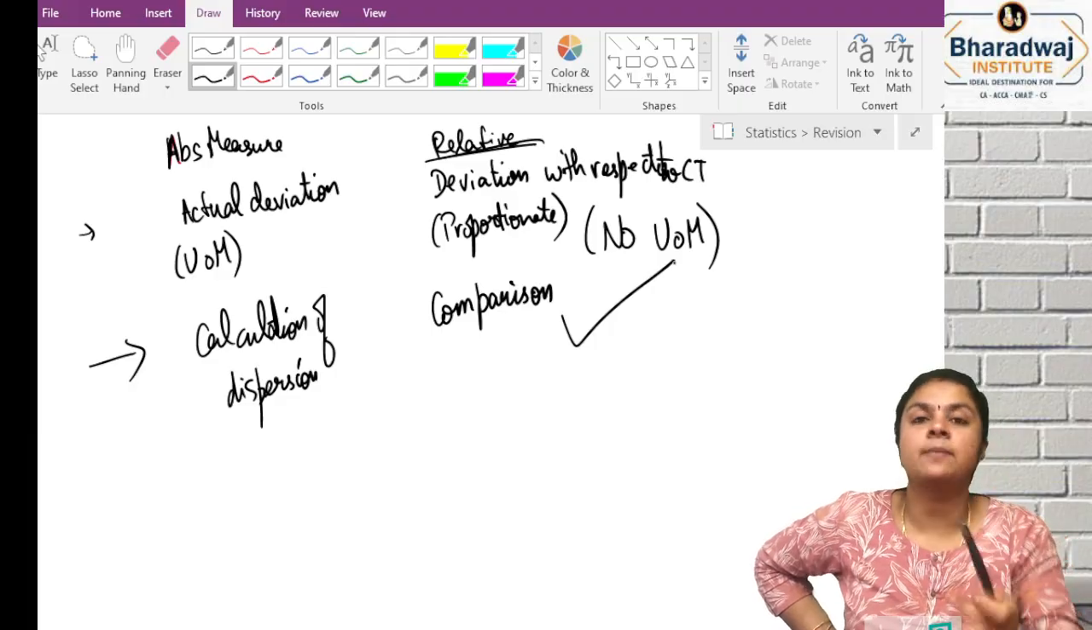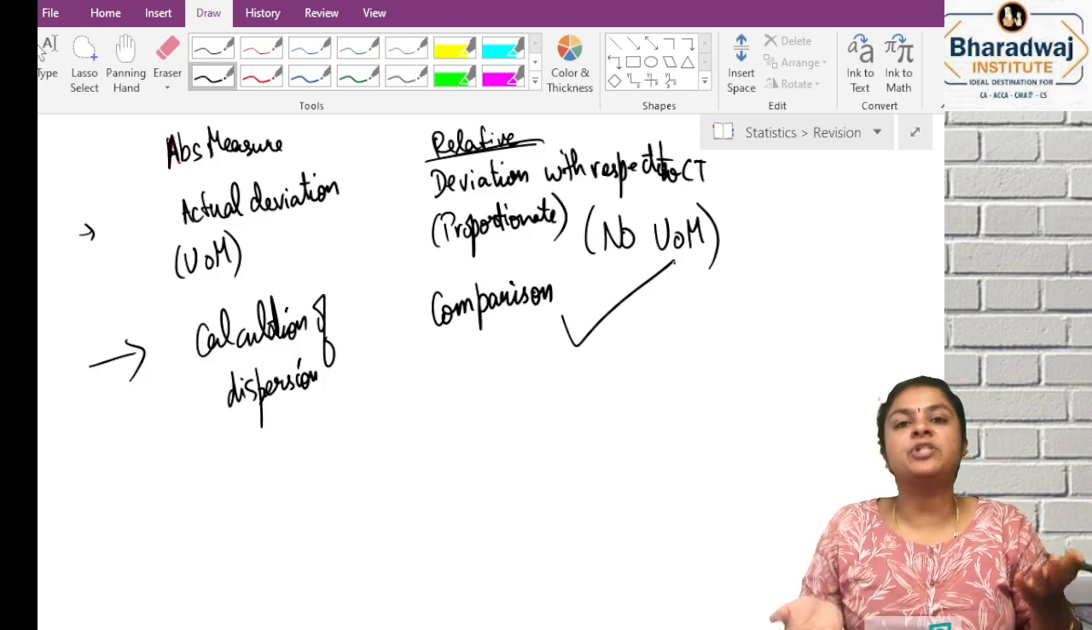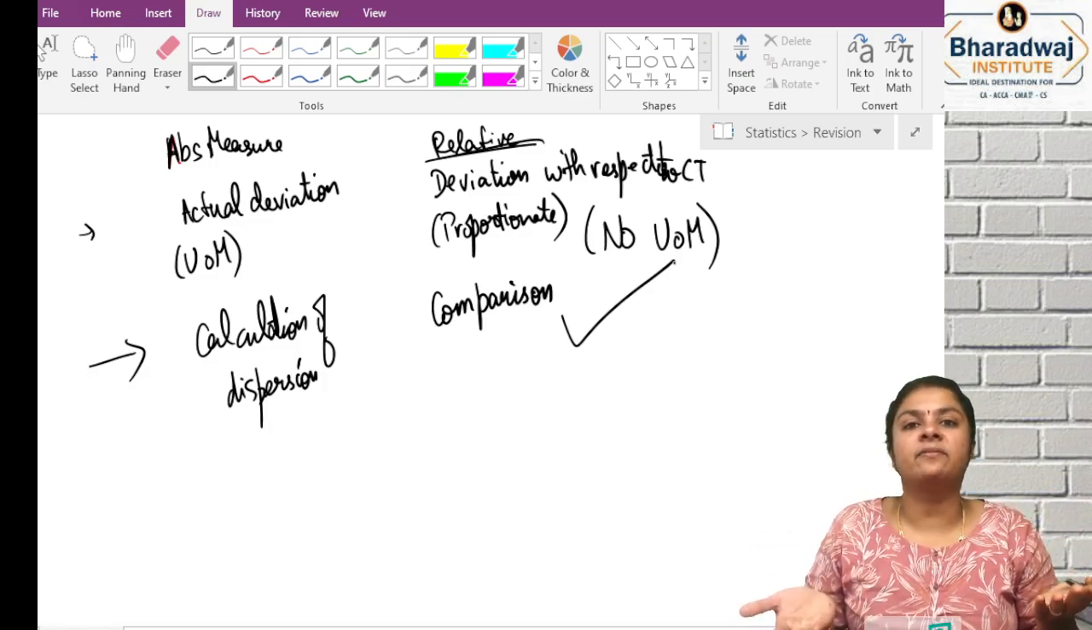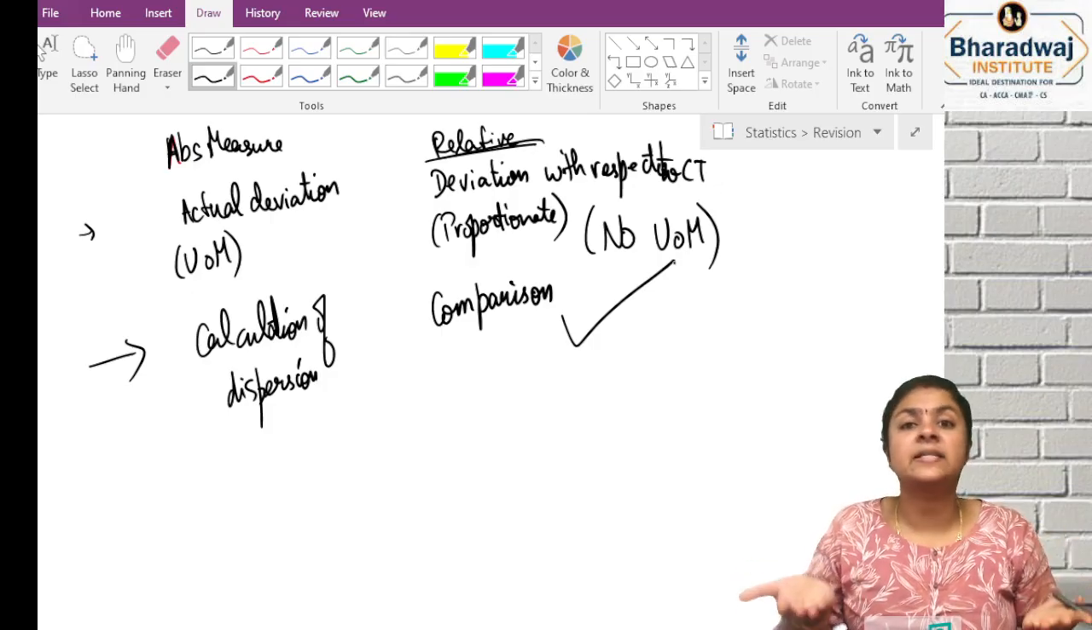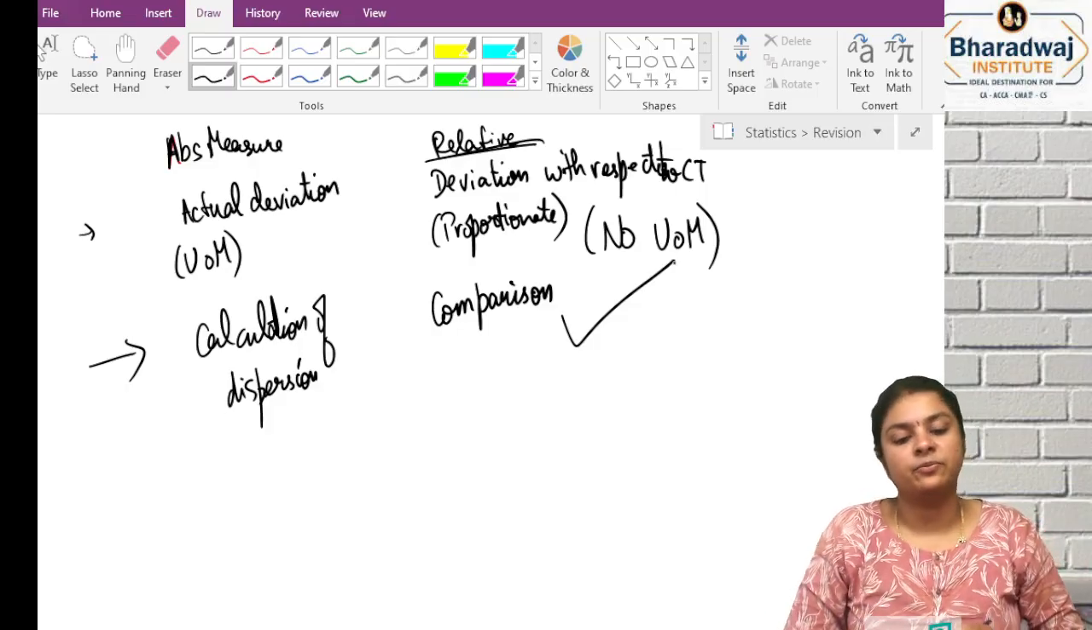So always remember comparison. If they ask for A and B, which group has better consistency, then we are doing a comparison. For comparison, which measure will we use? We will use the relative measure. Okay?